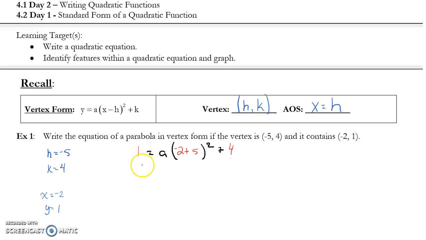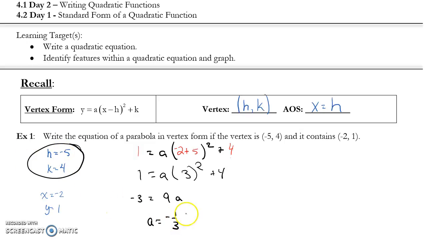So let's go through the process. 1 equals a times 3 squared plus 4. 3 squared is 9. Subtract 4 from both sides, I get -3 equals 9 times a, and it's not squared anymore. Divide both sides by 9. My a is -1/3.